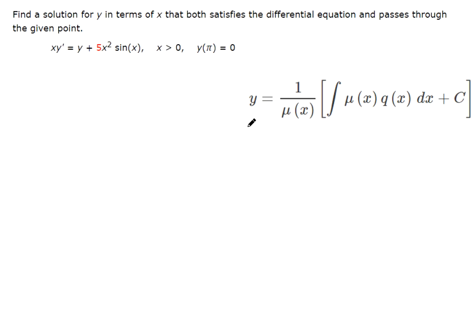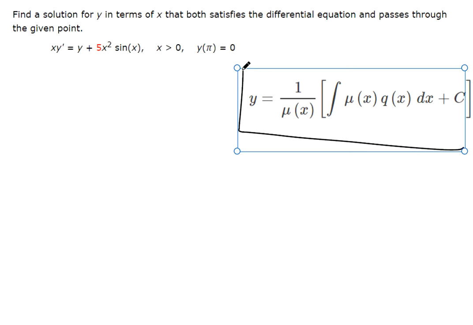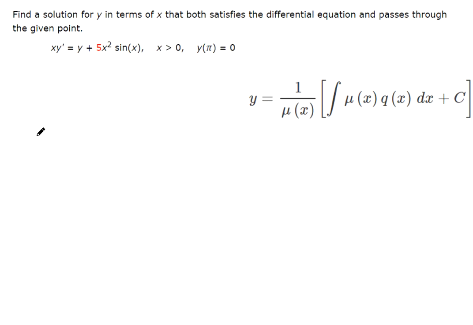So the book has a couple of different methods for solving first-order differential equations that are not separable. This method is usually easiest for students because it's kind of a plug-and-chug type of thing. So the standard form of a first-order differential equation is y prime plus some p of x times y equals some q of x. So we just have to algebraically rewrite this a little bit.